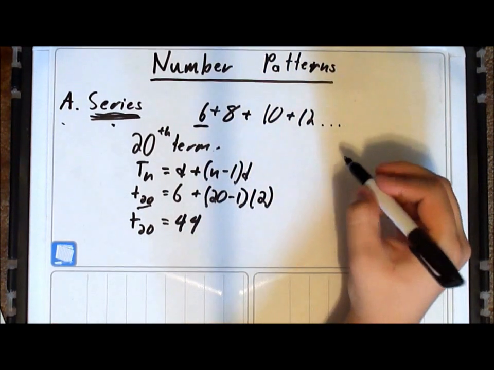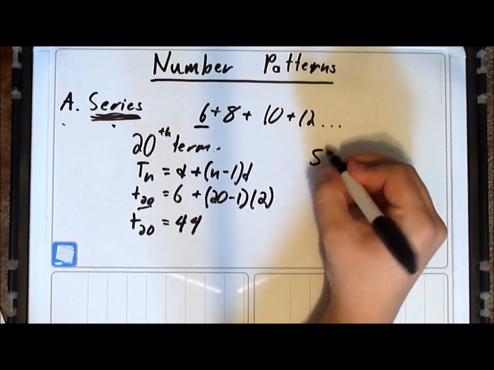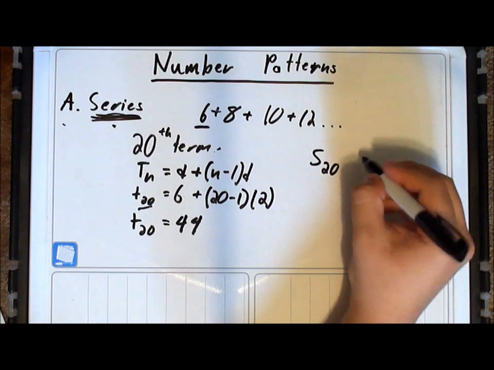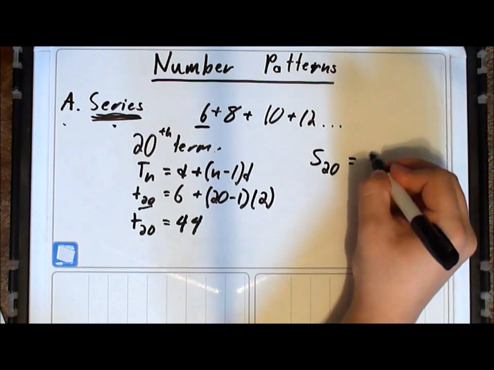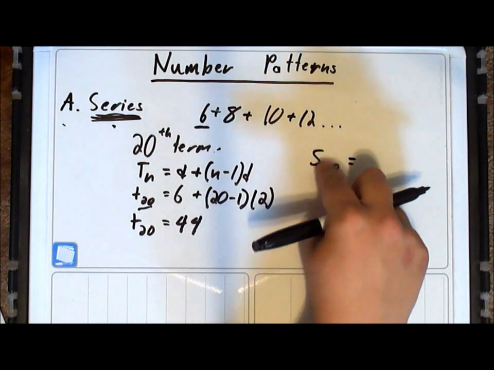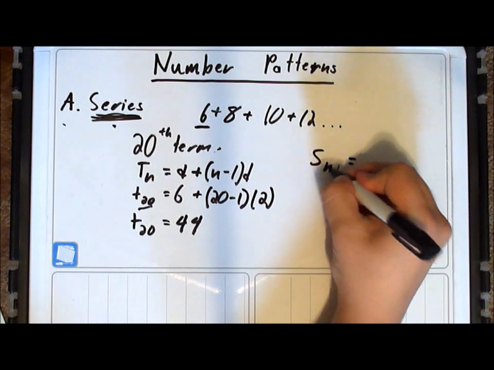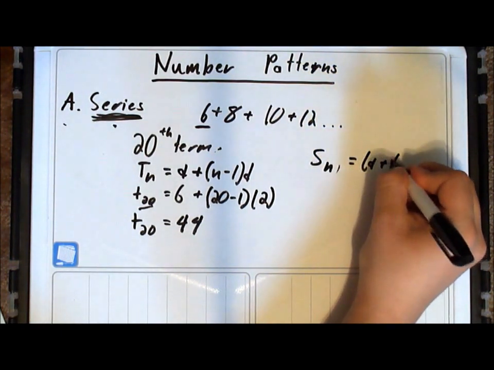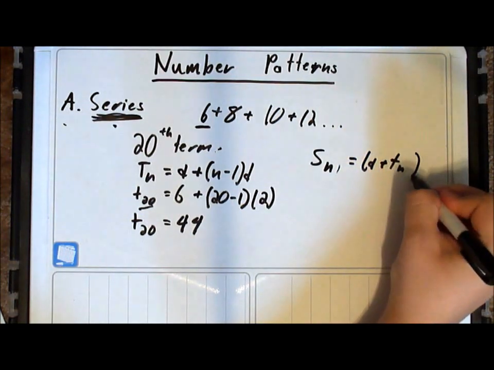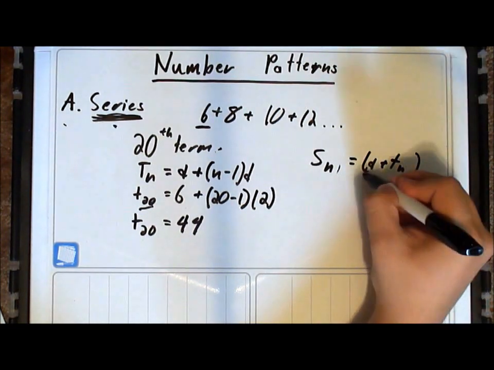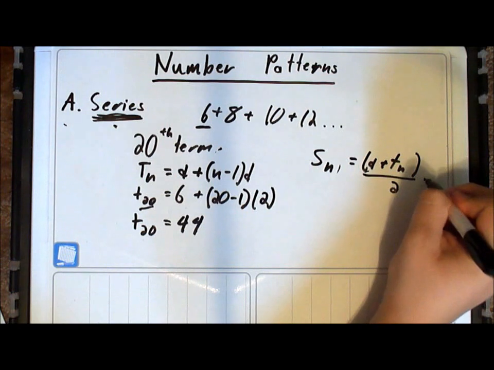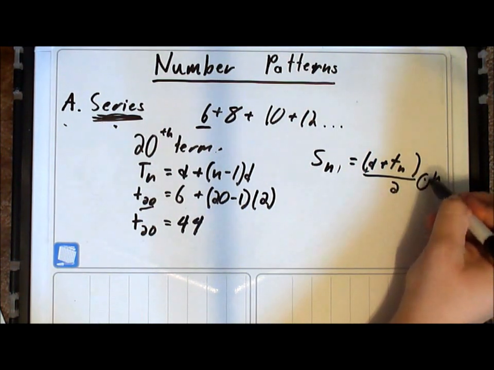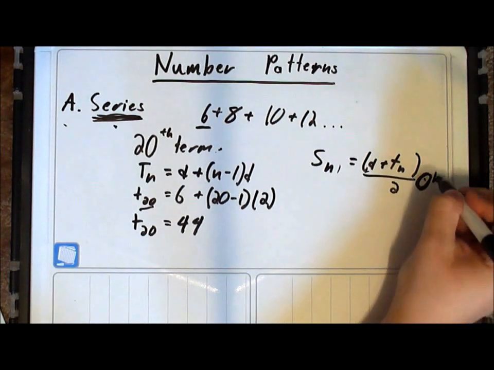Now we determine the sum of the first 20 terms. So start from the beginning, which is S at n equals a plus Tn, over 2, times n. For those of you who don't know, this little thing right here is just multiply.